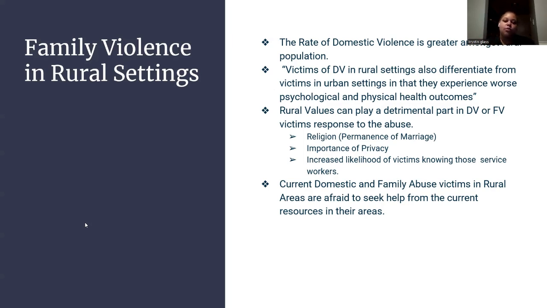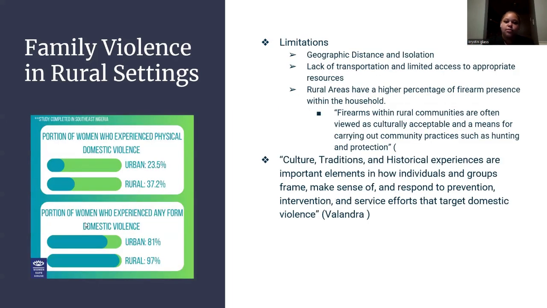Most rural communities hold values such as religion, which pushes the permanence of marriage, the importance of privacy, and an increased likelihood of victims knowing those service workers, which makes them hesitate to reach out for help due to fear of the leak of confidentiality. Current domestic and family abuse victims in rural areas are afraid to seek help from current resources in their areas.